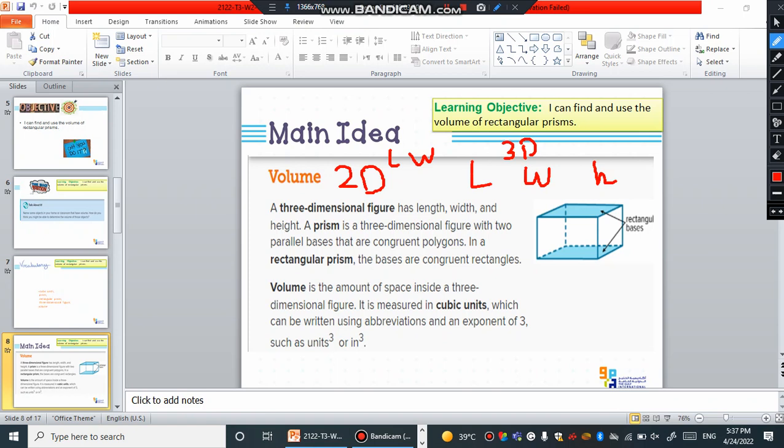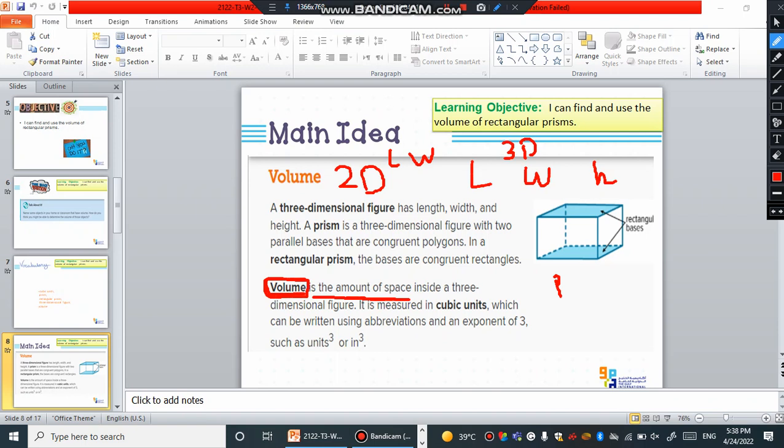Here, as I told you, what is the meaning of volume? If you have a bottle of water and you want to put a quantity of water in it and measure how much it will take, the volume is the amount of space inside a three-dimensional figure. Also, the unit for the volume is power 3, or cubic units.